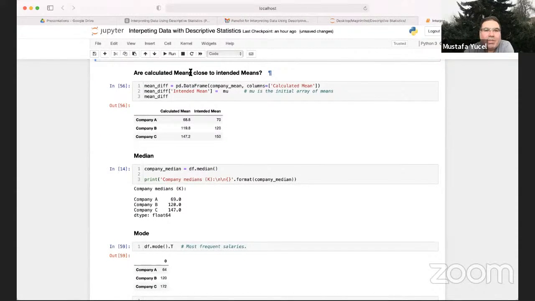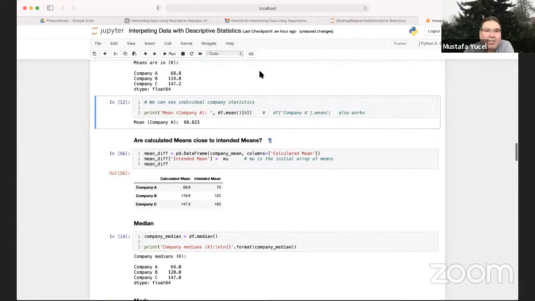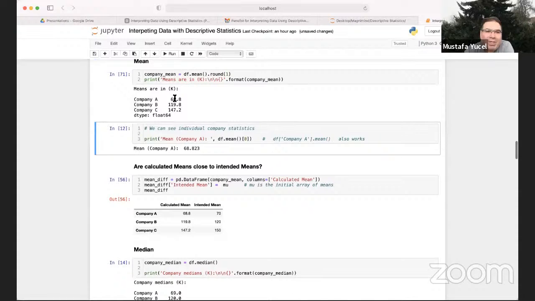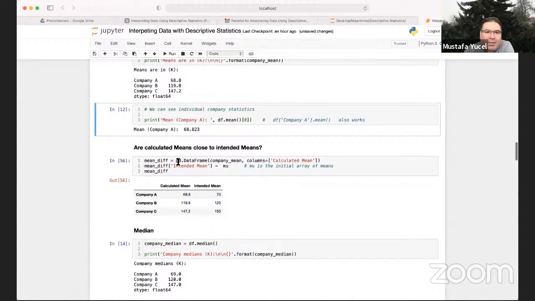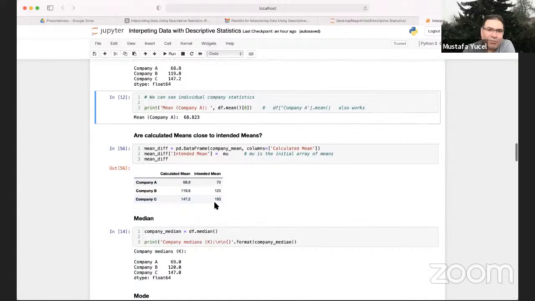Are the calculated means close to the intended means? These are the means we calculated, but at the beginning we produced data and intended something, so we will look at this. First of all, we produce a calculated mean data frame, and then we add the intended mean. This is mu, the initial array of means. These are the intended ones. We intended 70K, 120K, and 150K. But when we calculate, our data is very similar to our intention. But here in company C, maybe because of the dispersion, it's a little deviated from what we intended at the beginning.